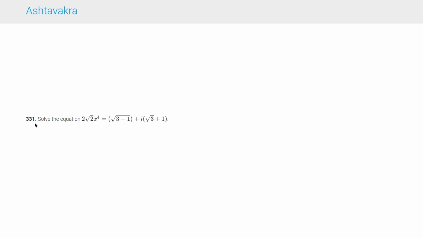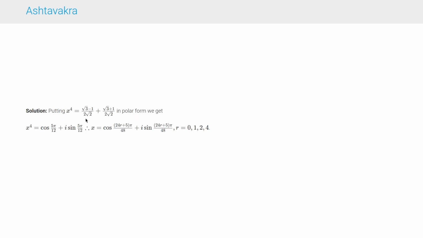Question 331 says: solve the equation 2 square root of 2 x to the power 4 is equal to square root of 3 minus 1 plus i square root of 3 plus 1. So we write it like that: x to the power 4 is equal to (root 3 minus 1) by 2 root 2 plus i (root 3 plus 1) by 2 root 2. There is a missing i here. There should be i here.